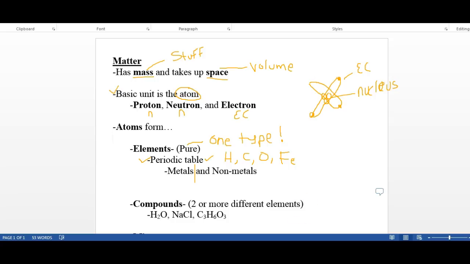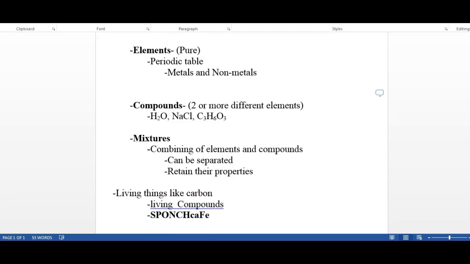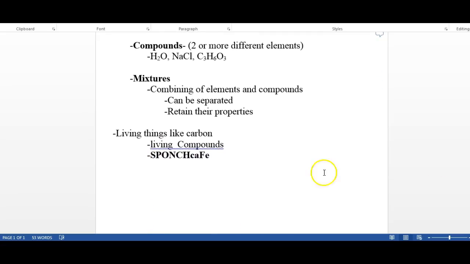Okay, then you get something a little different. I'm going to erase this. And you have something called a compound. Okay, and compounds are two or more different elements. So you can see here H2O, which is water, right? We'll change the color even a little bit here. So water.